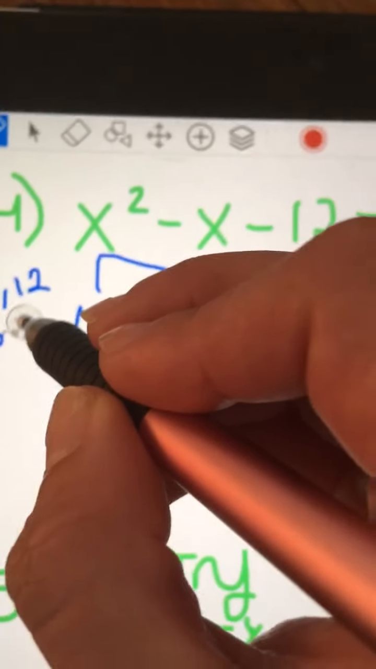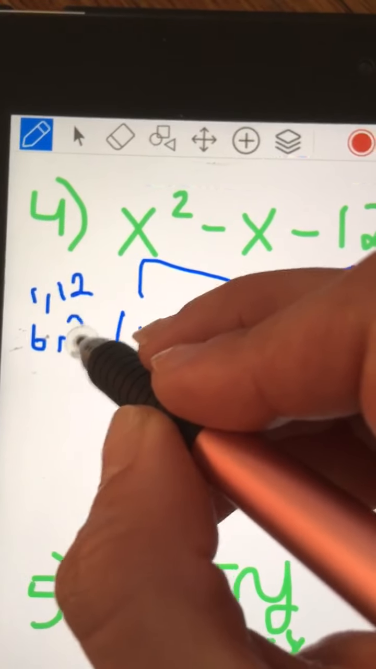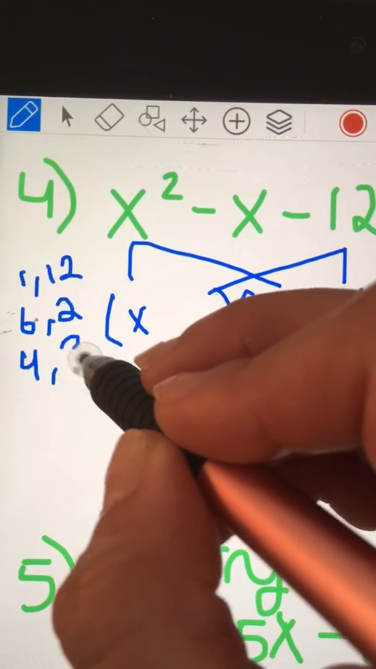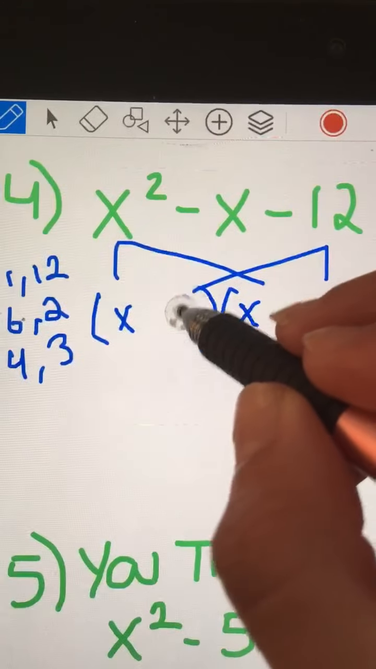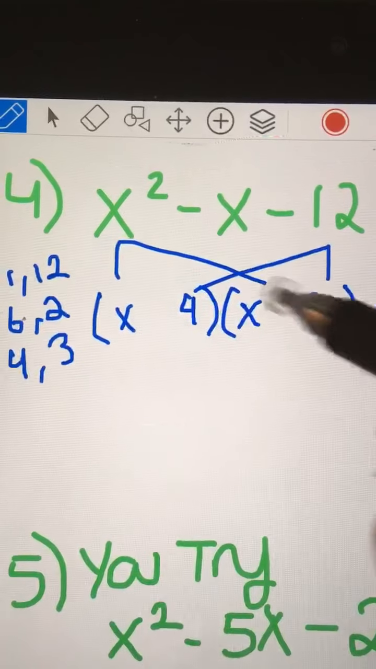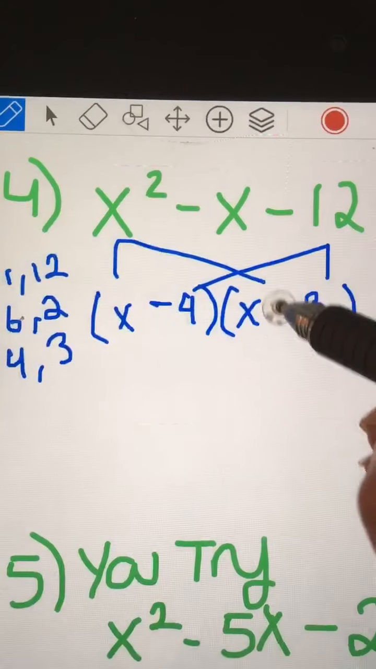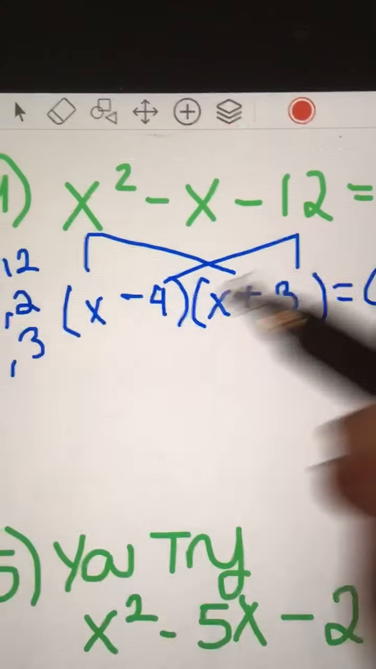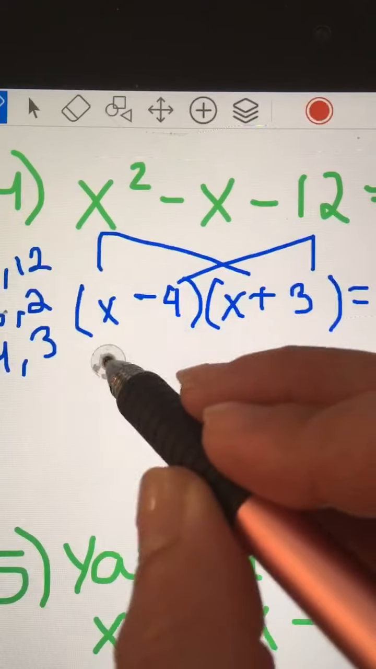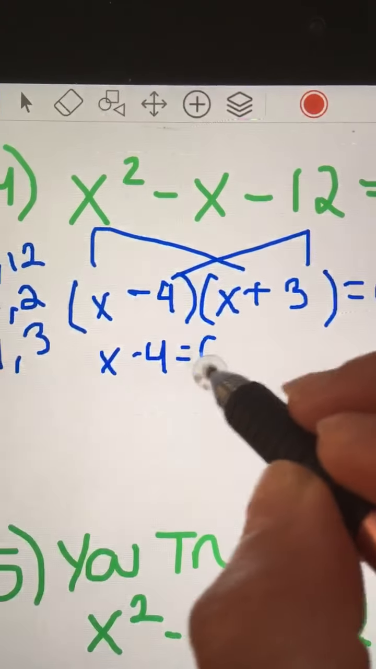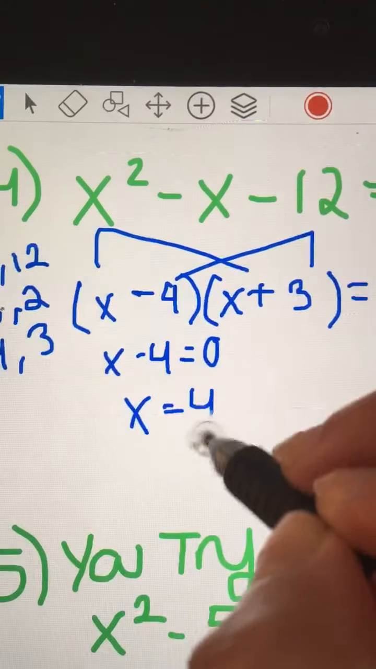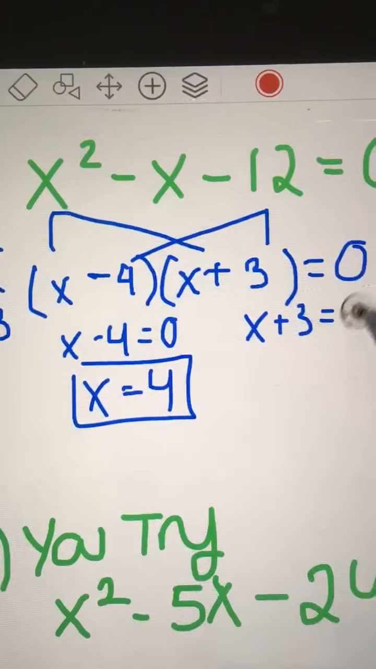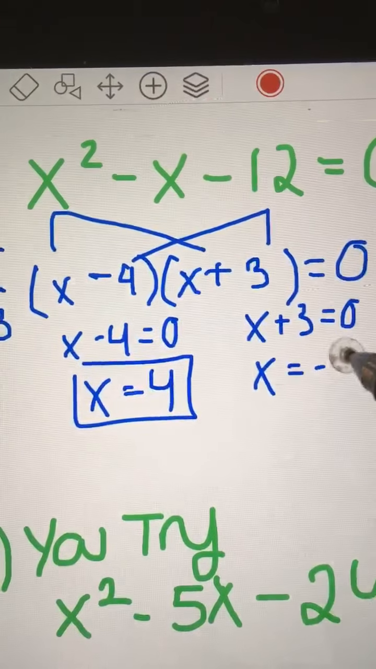You could do 6 and 2, which would give you 4 if you subtract them, so that won't work. Or you could do 4 and 3, which would give you 1 if you subtract them. So we're going to put a 4 there, a 3 there. Negative 4 plus 3 would give us negative 1 in the middle. And then we just set each part equal to 0. So if x minus 4 equals 0, then x equals 4. One answer. And if x plus 3 equals 0, then x equals negative 3, your other answer.